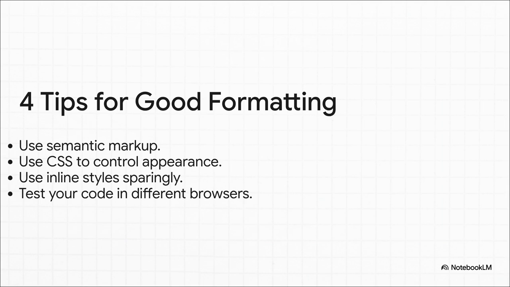So here are the four big takeaways for doing it right. First, like we said, use that semantic markup. It's all about meaning. Second, use CSS to control how things look. Trust me, keeping your style separate from your structure makes your site so much easier to update later on. Third, use those inline styles sparingly. Yeah, they work for a quick fix, but they can make your code really messy down the road. And finally, always test your code in different browsers to make sure everyone sees your site the way you intended.